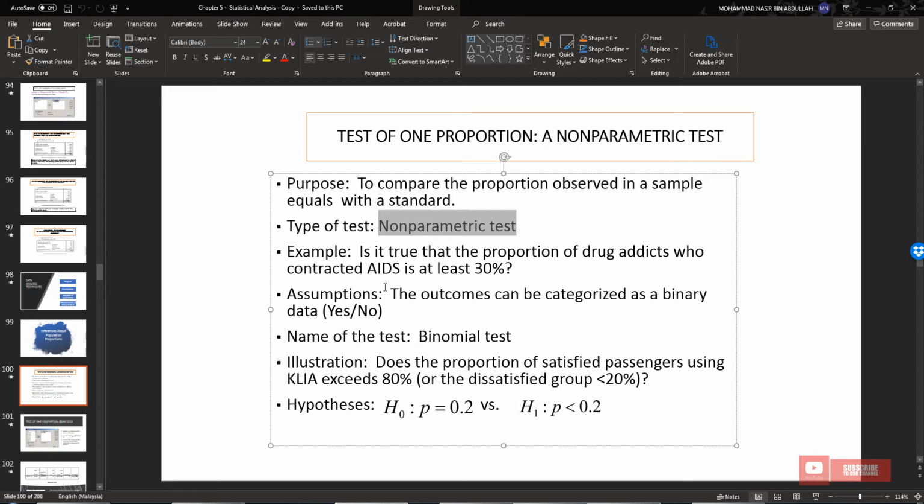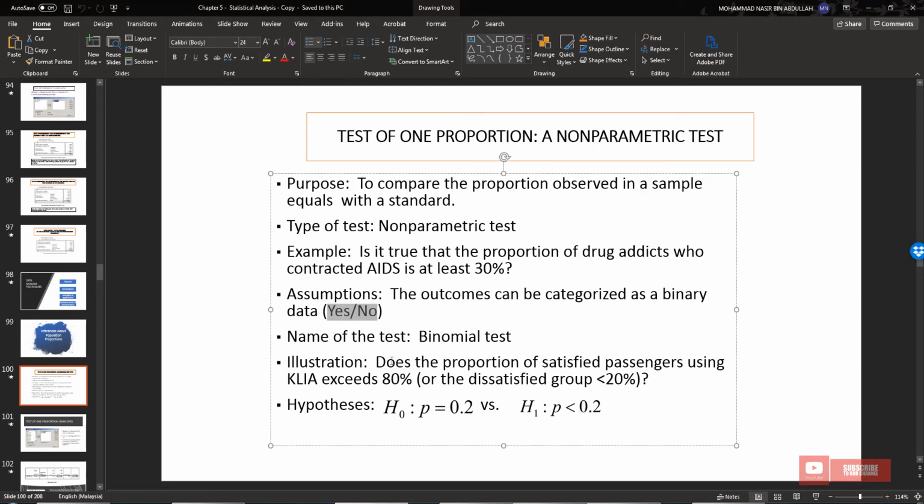For this example, you only have one proportion, right? So we want to know, is it true that the proportion of drug addicts who contracted AIDS is at least 30%? So we know that the variable is categorical, whether it's yes or no, right? So we're going to use a binomial test. For the binomial test, the null hypothesis is P equal to 0.2, and the alternative hypothesis is P is less than 0.2.